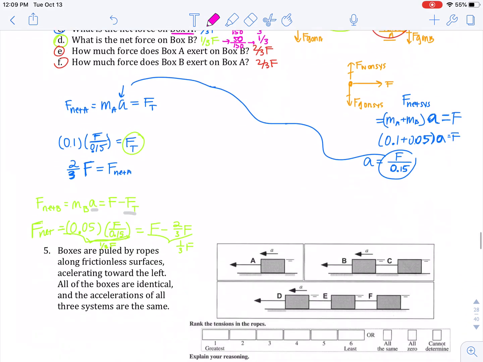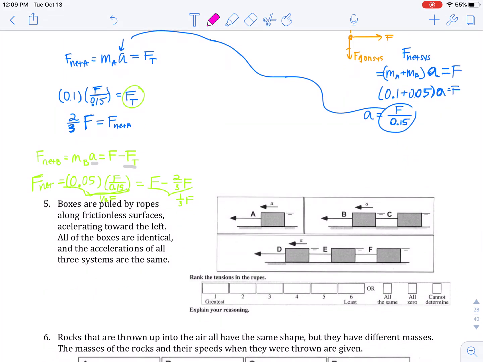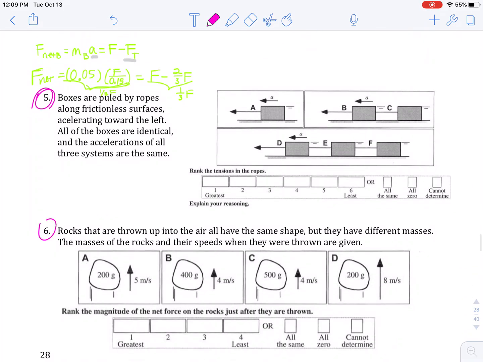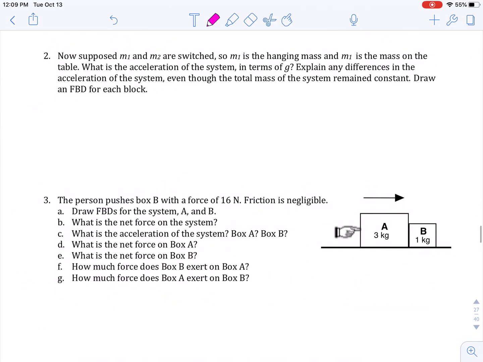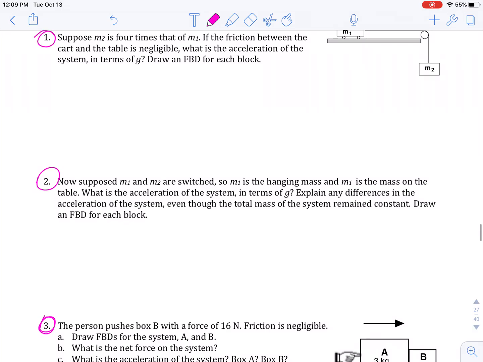So your homework, the rest of your homework, is to try and rank these. Then you're going to do your FBDs and F net equations for these 3 problems. So draw an FBD and write net force equations.